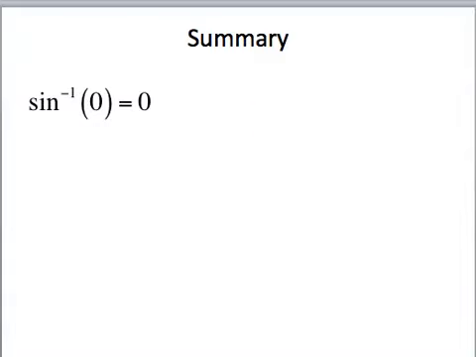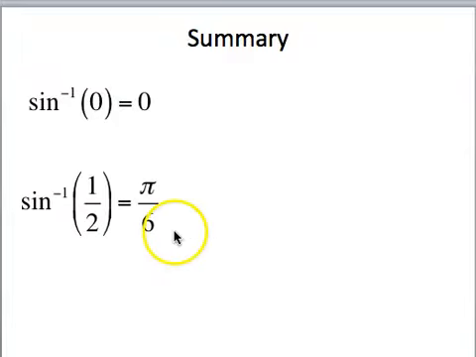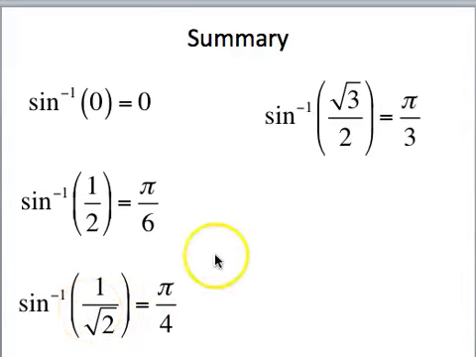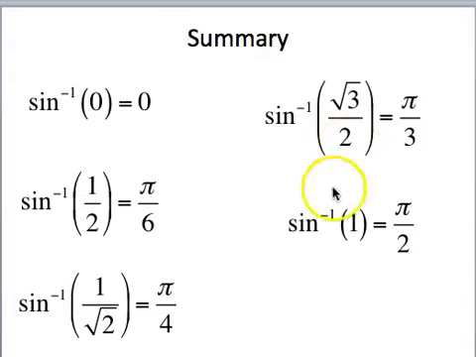The inverse sine of 0 is 0 because the sine of 0 is 0. The inverse sine of 1/2 is pi over 6 because the sine of pi over 6 is a half. The inverse sine of 1 over root 2, or if you'd like, root 2 over 2, is pi over 4 because the sine of pi over 4 is that value. The inverse sine of root 3 over 2 is pi over 3 because the sine of pi over 3 equals root 3 over 2. And the inverse sine of 1 is pi over 2 because the sine of pi over 2 is 1.